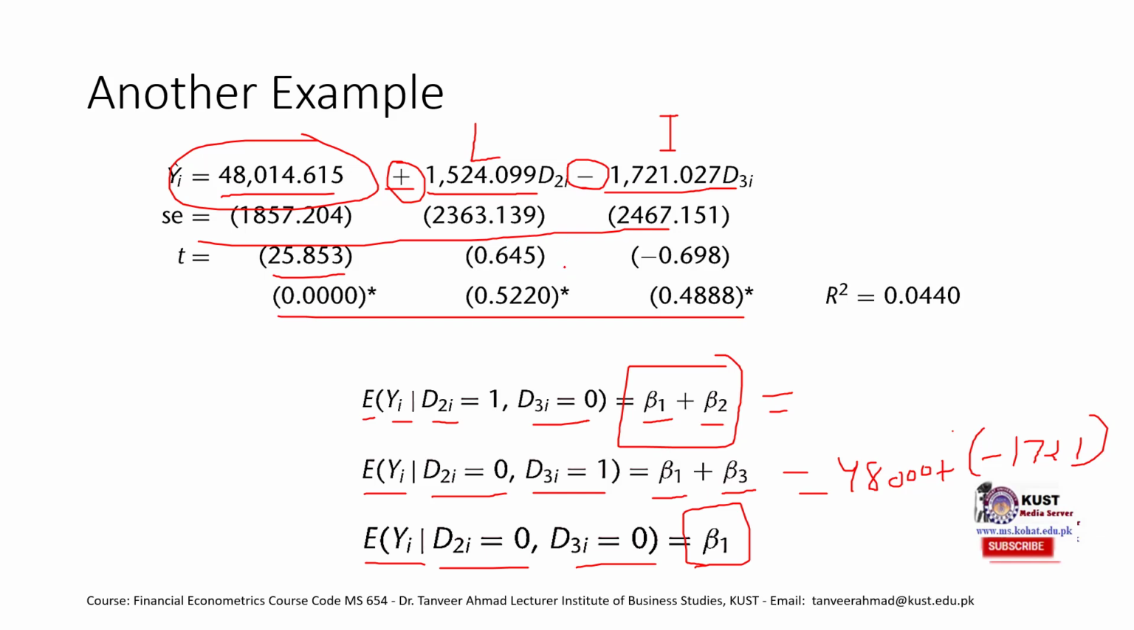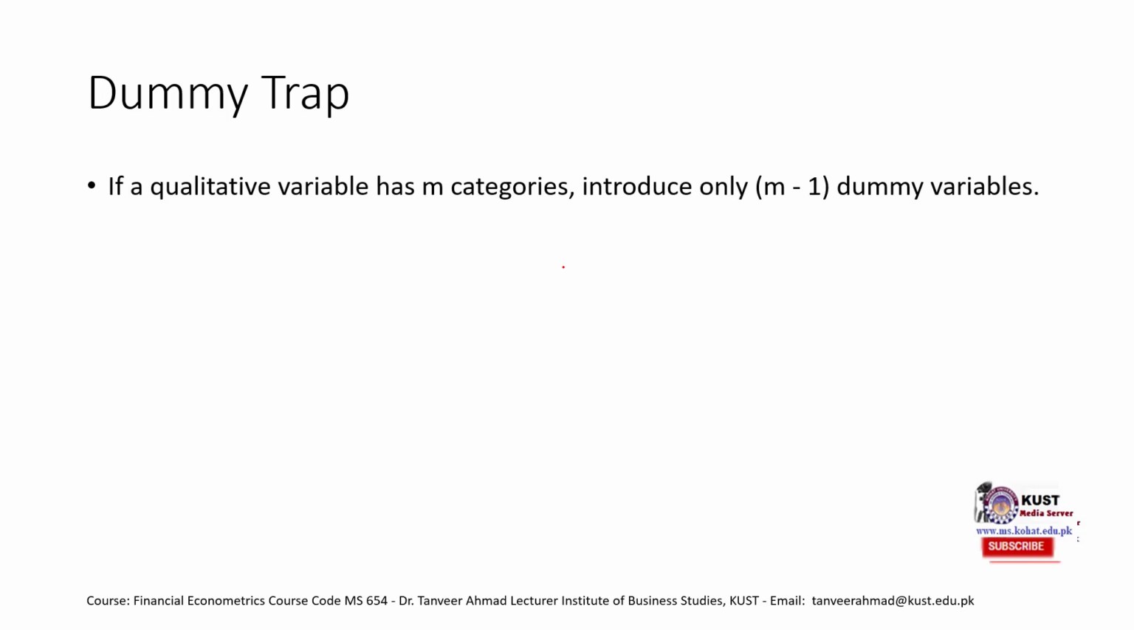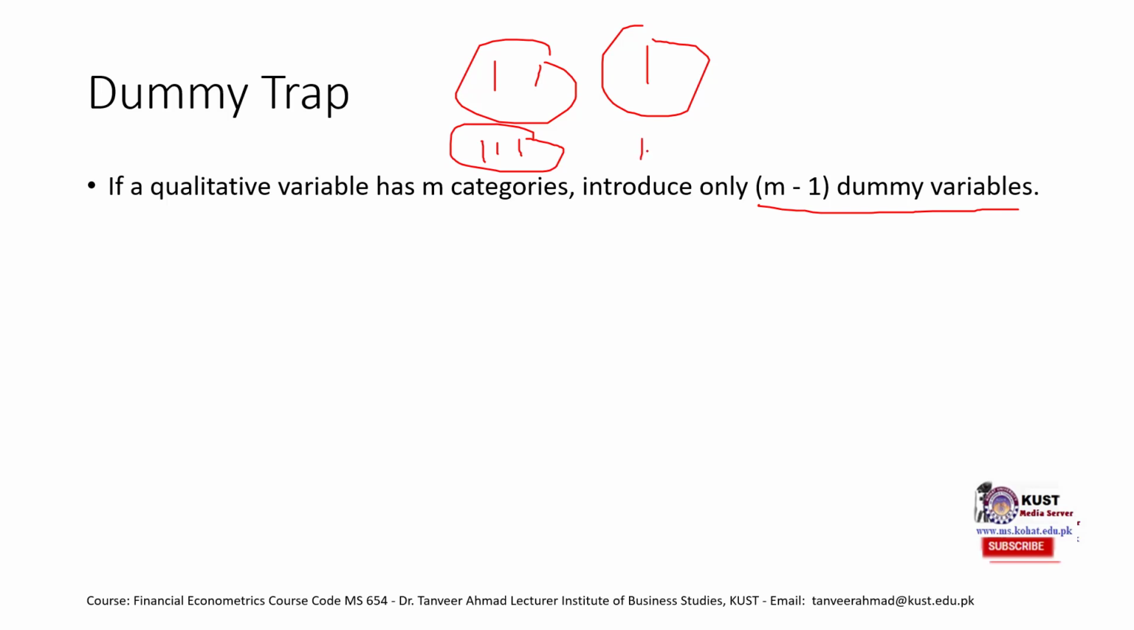Okay, moving on to the dummy trap. What is the dummy trap? Now we have said that whenever we have m number of categories, we would have m minus 1 number of dummy variables. So in the gender example, we had 2 categories, but we had only 1 dummy variable. In the public school teacher example, we had 3 categories, 3 cities, but we only formed 2 dummy variables. So it would be m minus 1: 3 minus 1, 2 minus 1 number of dummy variables.